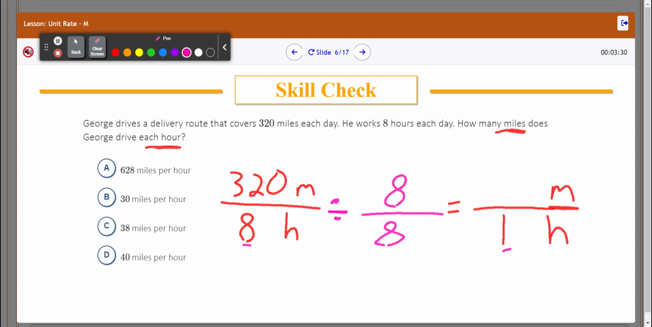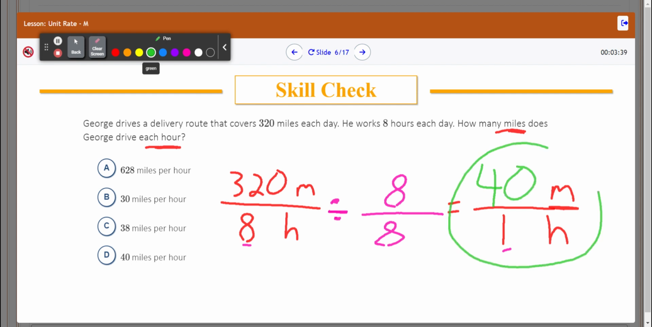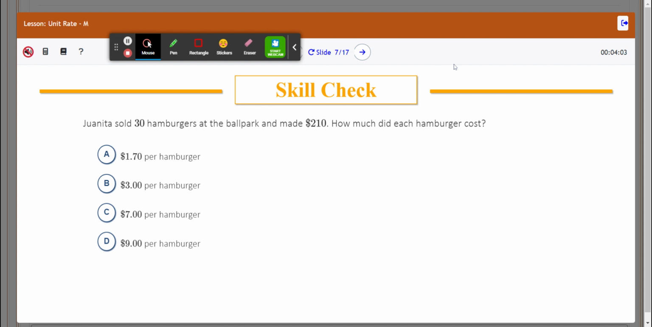Now I just go across. What's 320 divided by 8? That gives me 40, and there's my answer: 40 miles in 1 hour. So the answer is 40 miles per hour. Let's look at another problem.